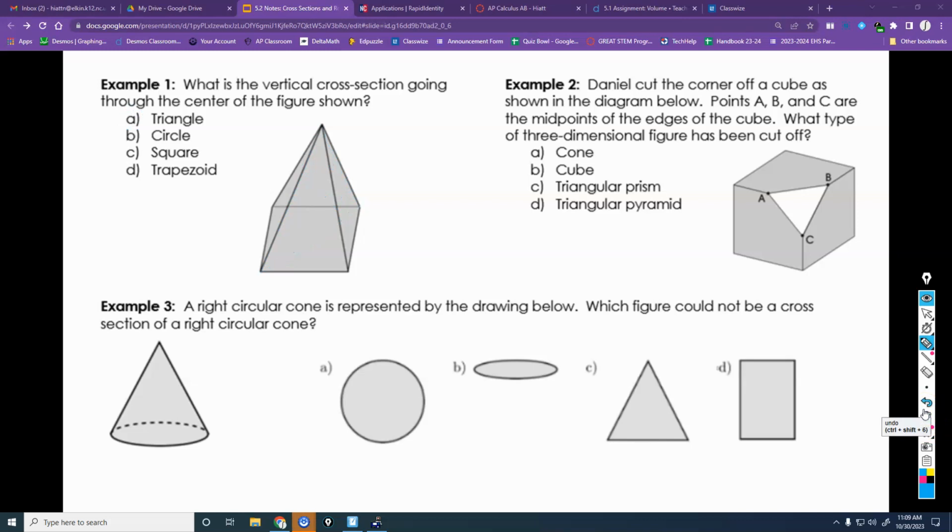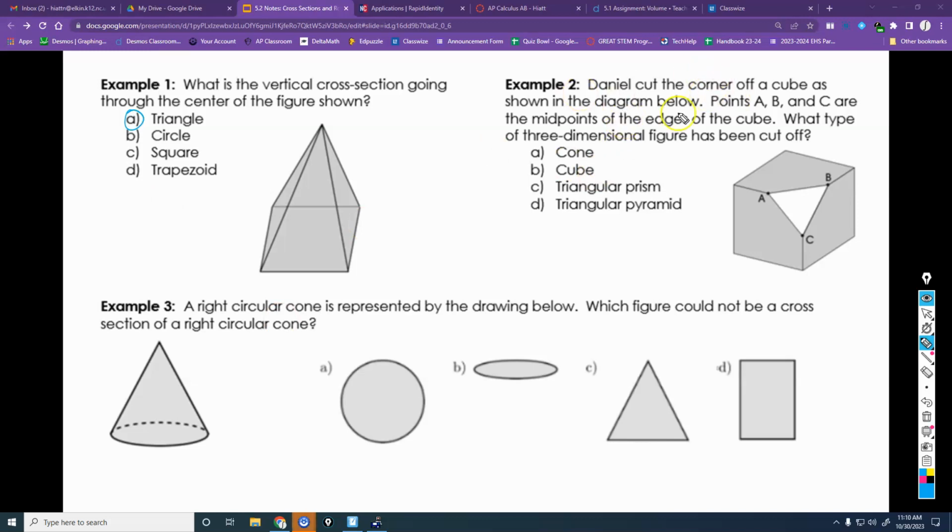All right. Okay. So, any way you cut this through the center is going to be a triangle. If it didn't say center, you could get a trapezoid. Could you get a square? Not with a vertical. What about horizontal? What would you get if you cut it horizontally? It would be a square, right? That'd be parallel to the base, so you would get the same shape as the base, even though that's a weird way that it's drawn. All right, so triangle for that one.